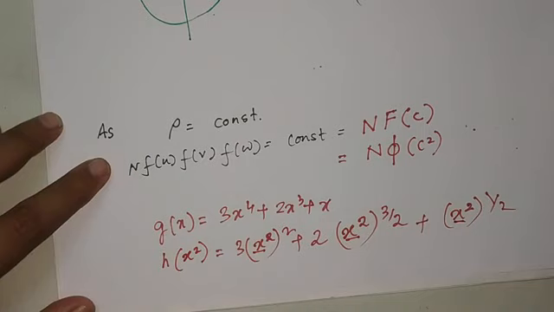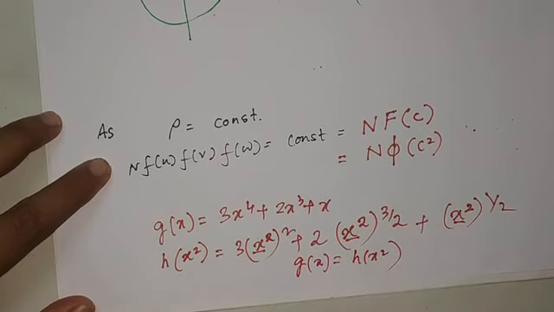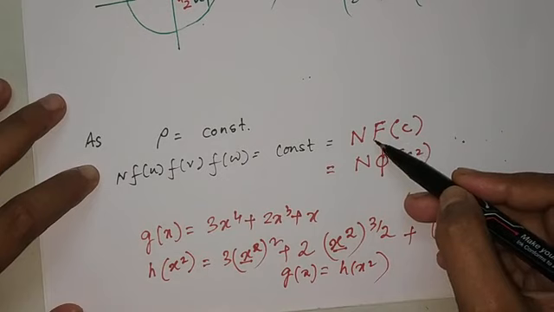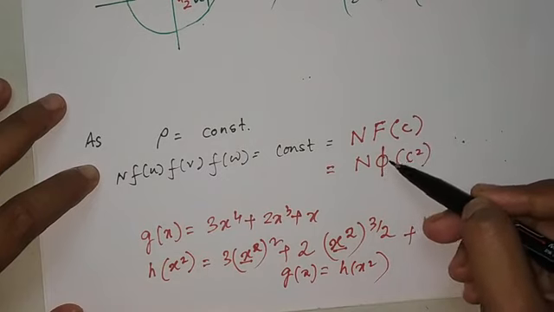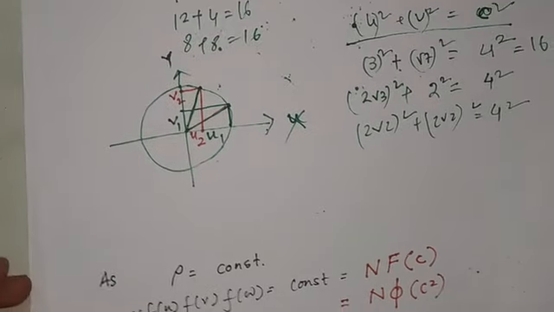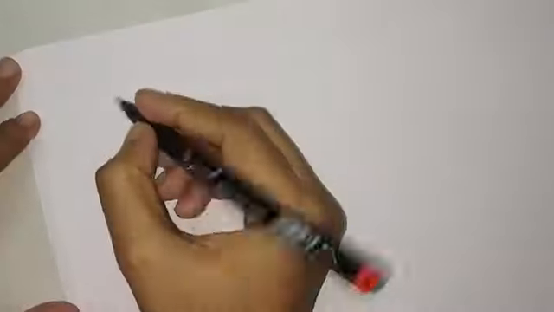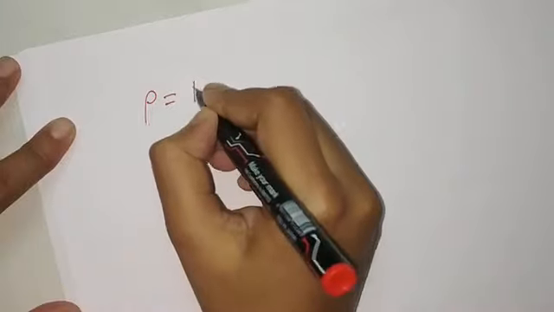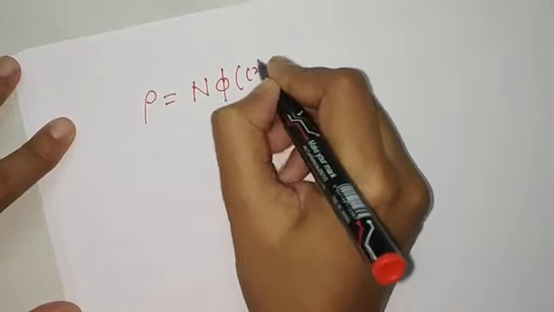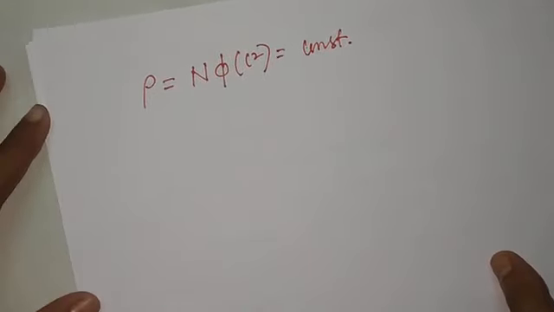Okay, so it depends only on how you write the equation. So here you see g of x equals h of x square. Similarly, if we have some function of c, it can be expressed as some other function of c square. So we have written that rho is some function phi of c square, which is constant because rho is also constant.